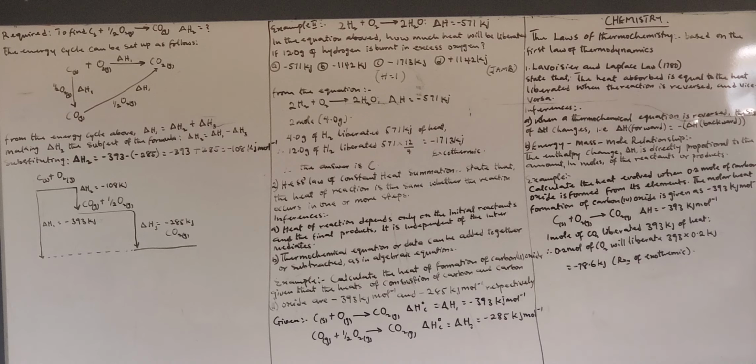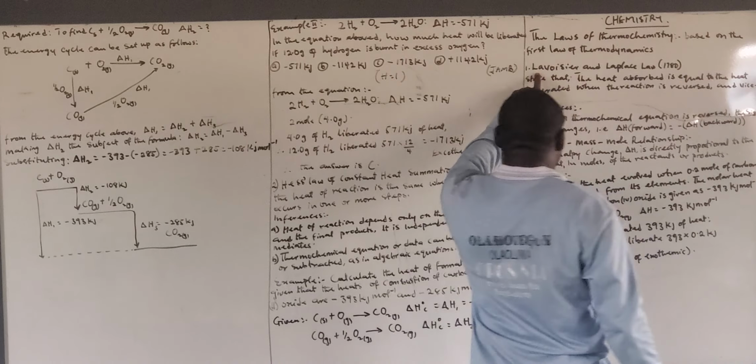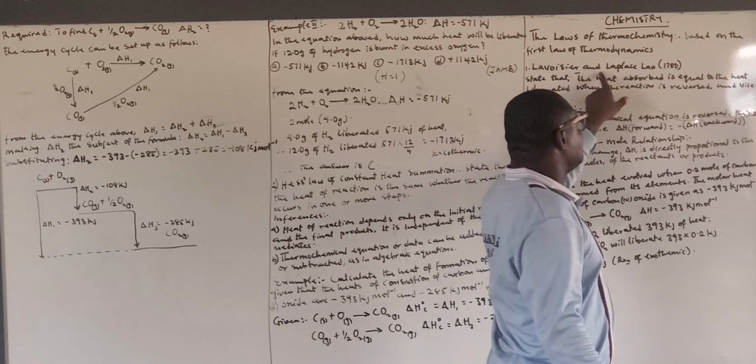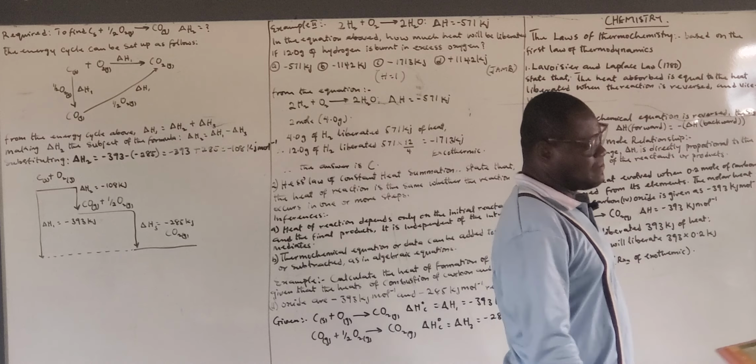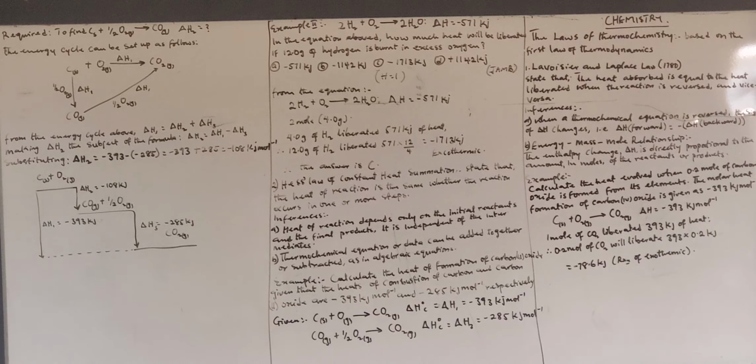Now let us proceed quickly. We have the law of thermochemistry. It's based on two laws, the first being the first law of thermodynamics, known as Lavoisier and Laplace's law. This man is a Frenchman, so his law exists in the year 1780. He said that the heat absorbed is equal to the heat liberated when the reaction is reversed.